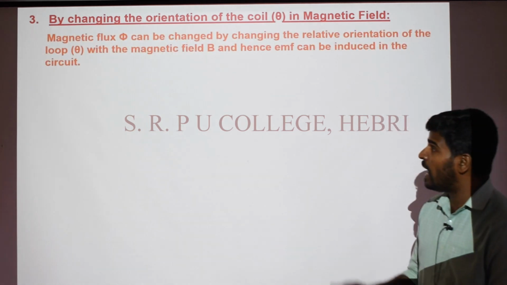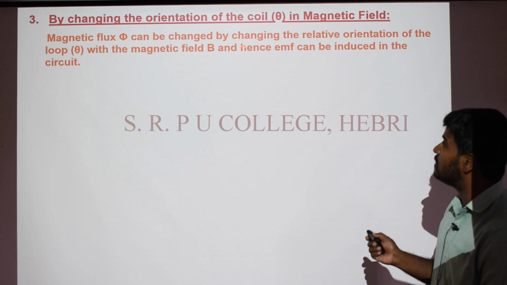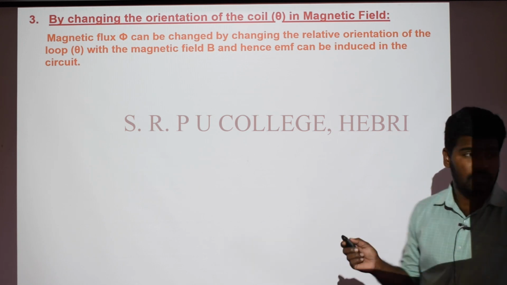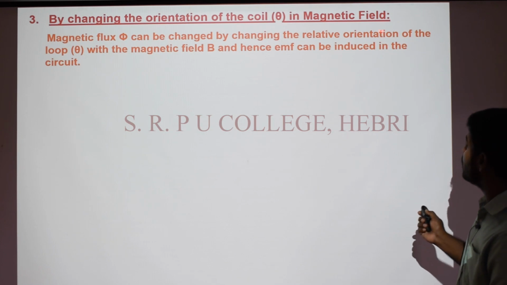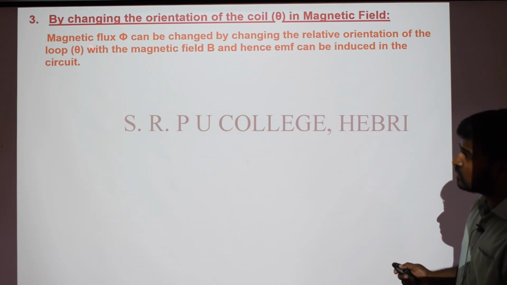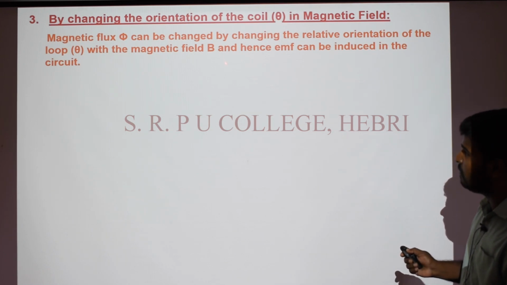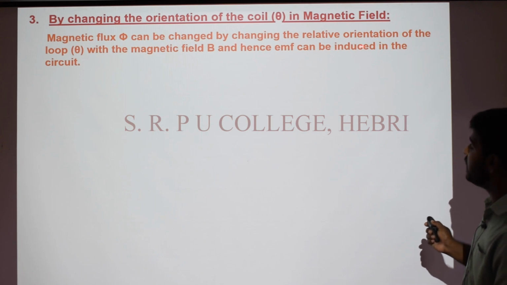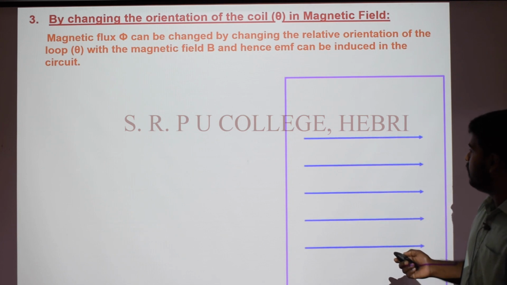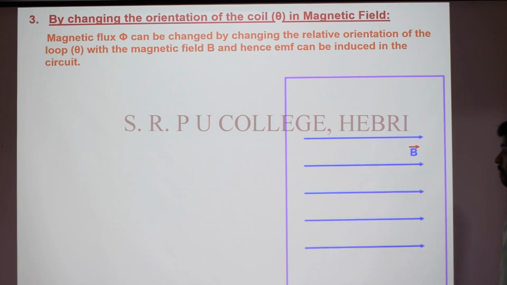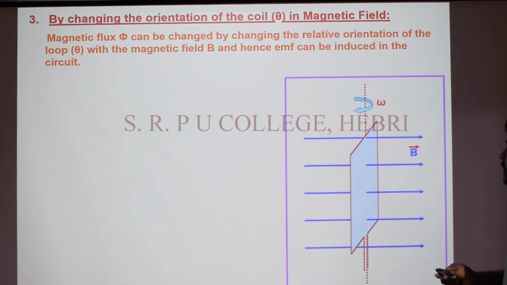See here, magnetic flux phi can be changed by changing the relative orientation of the loop, known as theta, with the magnetic field B, and hence EMF can be induced in the circuit. For that they have given the diagram. See here, this line indicates the magnetic field that is expressed by B vector. In that we take the loop, which is considered as PQRS.